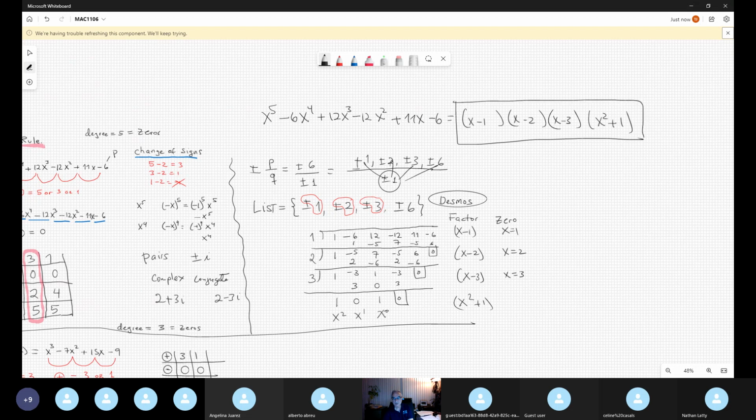Factorization without factorization using synthetic division. Beautiful. Do you see?